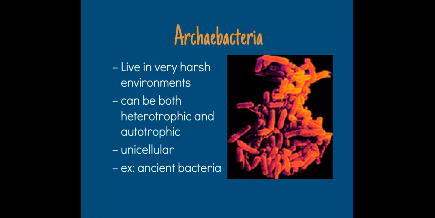Archaebacteria has organisms that can live in very harsh environments, meaning environments that normal organisms can't live in, where you're only getting nitrogen gas or helium gas. We wouldn't be able to survive there. Plants wouldn't be able to survive there, but some types of ancient bacteria can, and this is the kingdom that they would belong to. They can be both heterotrophic and autotrophic based on what organism it is, and they are only unicellular.